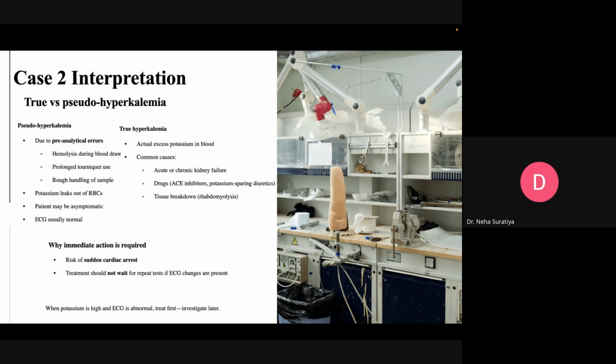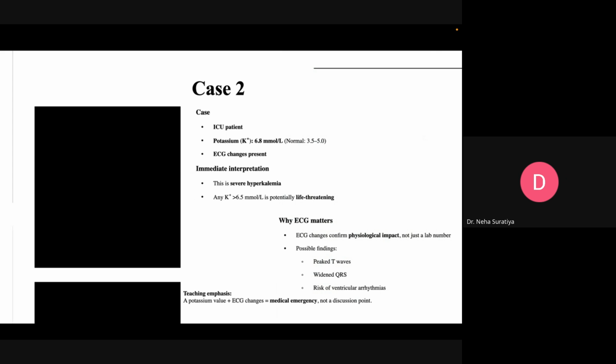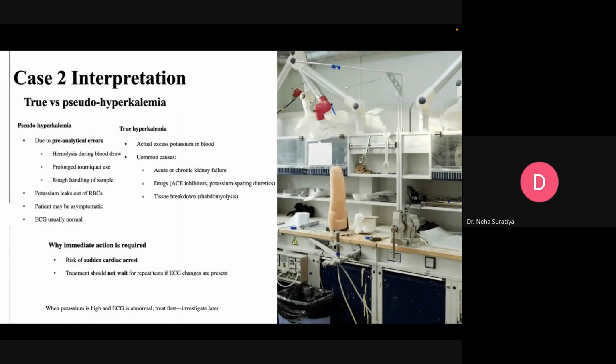Okay, so what is the interpretation? Here you need to check if the patient is having a higher potassium. See here, the potassium is high. You need to directly ask whether it is true or pseudo hyperkalemia. Because in a case of hyperkalemia, there are two possibilities, whether it is pseudo or whether it is true.